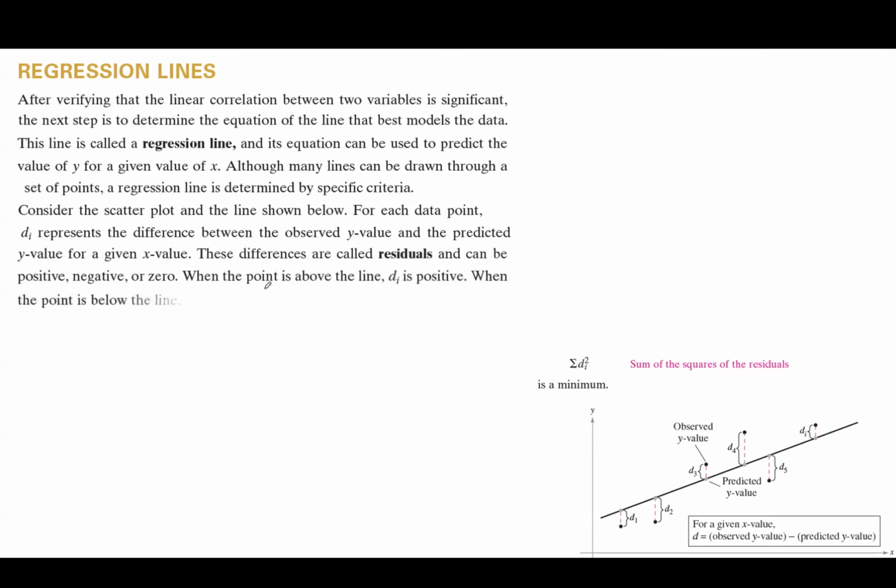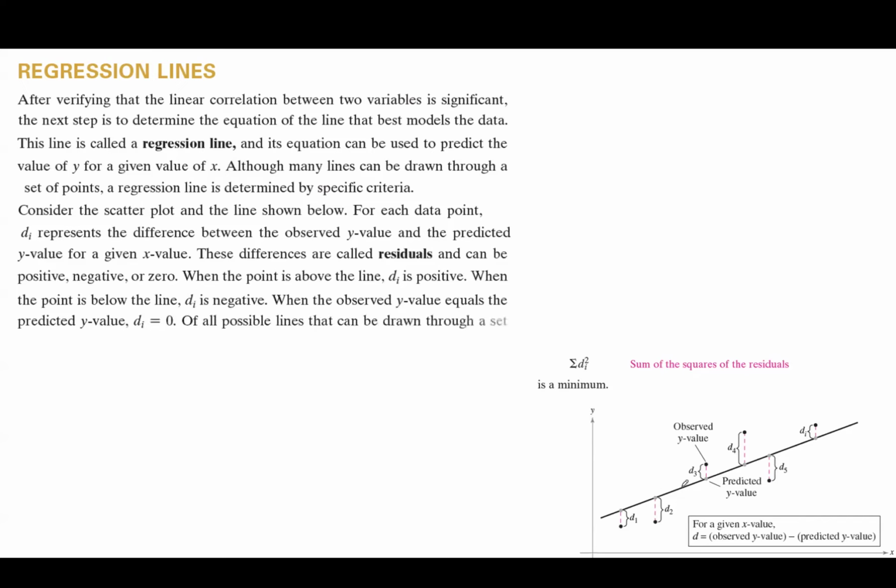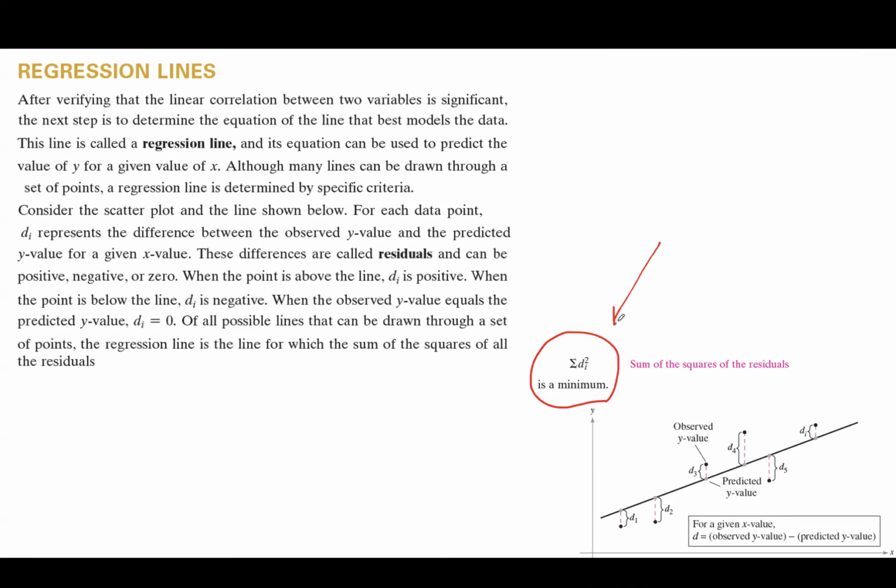When the point is above the line, the difference between the larger y value and the smaller y value is positive. And when they are below the line, the difference between the smaller value and the larger value is negative. When they are exactly located on the line, it means that the difference between the actual y value and the predicted y value is zero. But remember that our goal is to find a regression line, or a line that makes the summation of residual squared to be minimized. This is an important criteria.